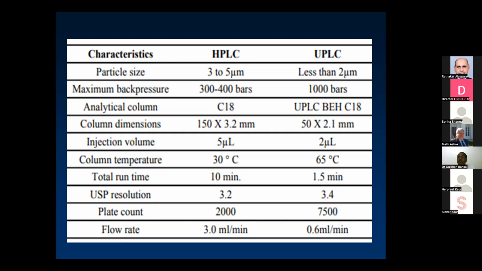Injection volume also decreases, because as the particle size decreases, the bore size decreases, the length decreases, it means the column loading also decreases. So we have to decrease the sample volume, and this decrease in the sample volume is not compromised by sensitivity, because we are increasing the sensitivity, so decrease in the injection volume will not compromise the sensitivity of the system. Column temperature, the UPLC systems can be operated at a higher temperature in comparison to HPLC, and usually it is required because at higher temperature the elution becomes faster.